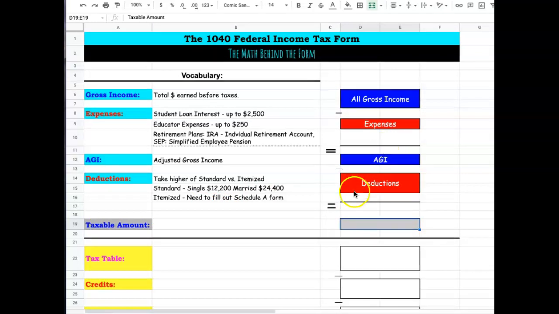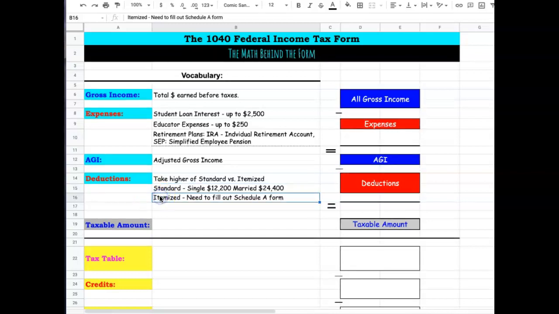So after you subtract the deductions, you're going to get what we call the taxable amount. So far we have all the gross income minus expenses. That gives us the AGI. Then we subtract some more deductions. And now we have our taxable amount. Now notice there was another option here. Other than the standard deduction, you have an option, standard or itemized. And that's getting way ahead of ourselves right now. We will explain that and teach it later on.